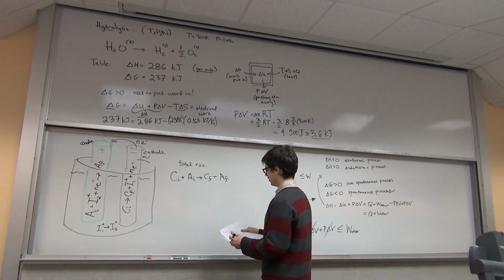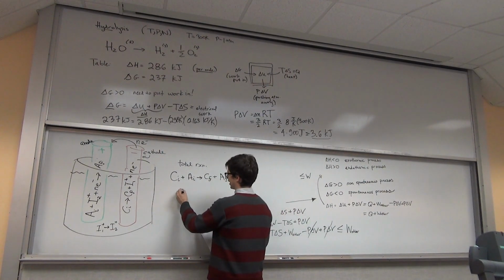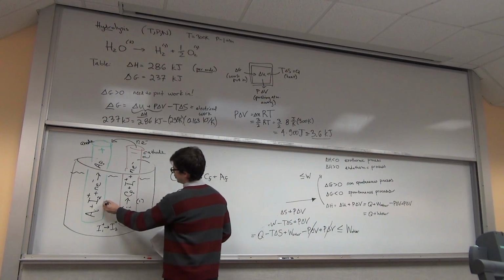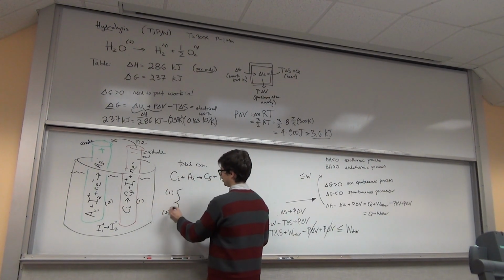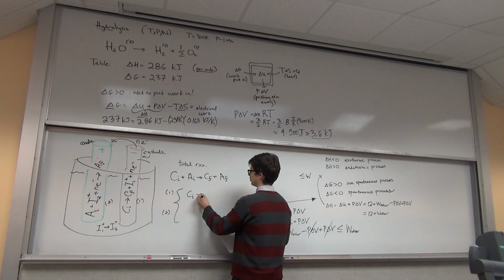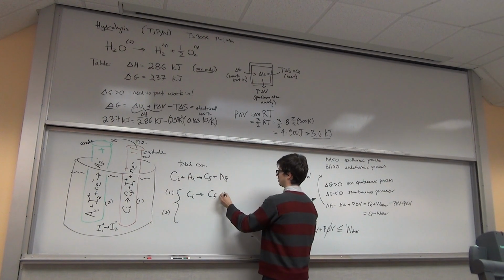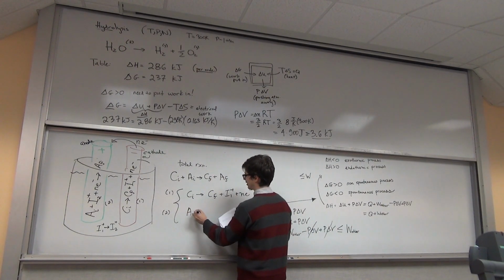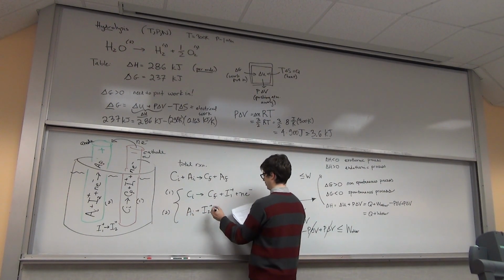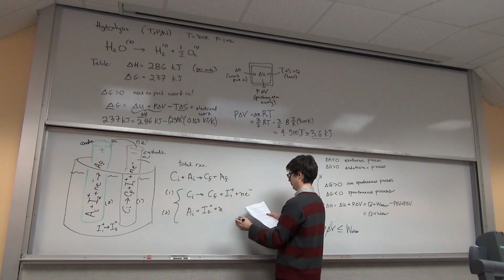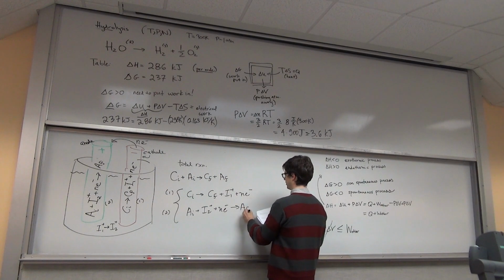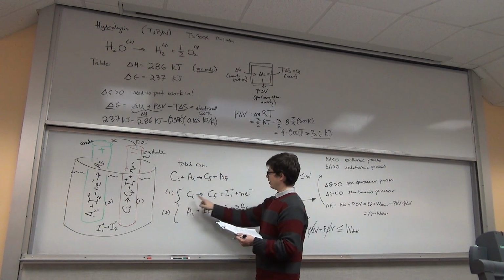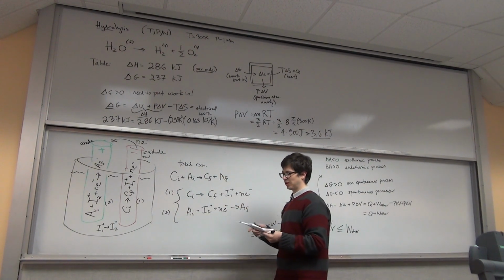But let's break this up into the component reactions, right? Here and here, sort of 1 and 2. In 1, the cathode goes to the final state and produces some ions. And here, the anode eats up the ions and goes to the final state. And so we see for each mole of C, we get N moles of electrons moving around.